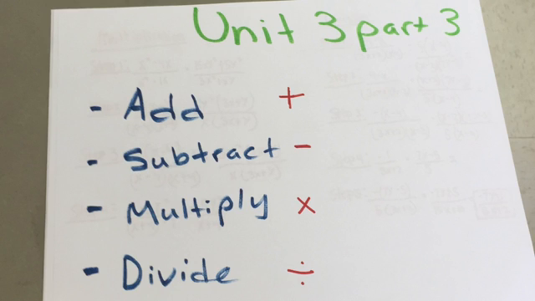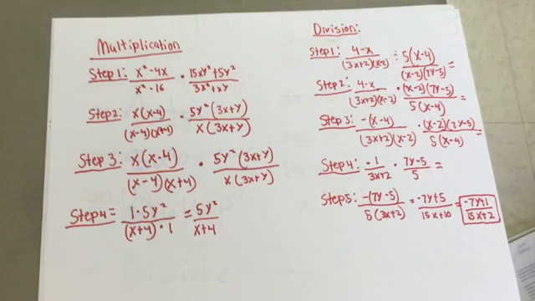All right, this is Unit 3, Part 3, adding, subtracting, multiplying, and dividing. So now the multiplication section. With step 1, you have x squared minus 4x over x squared minus 16 times 15xy squared plus y squared over 3x squared plus xy. And then for step 2, you simplify them more.